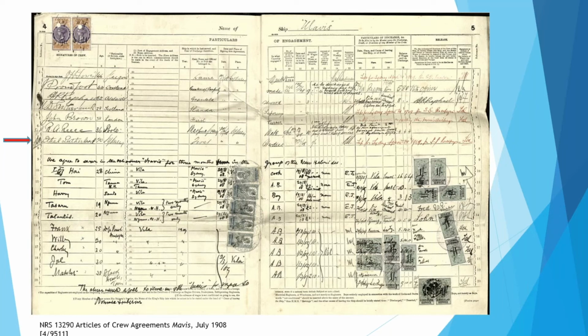On this vessel, you can see we actually have a female crew member, just where my little red arrow is pointing there. So this is Ethel Sutherland. She's 20 years old. She's from Sydney. This is her first voyage, and she is going to be the stewardess on this ship. So this is quite useful information on these crew records, and they're a lovely looking record to look at as well.